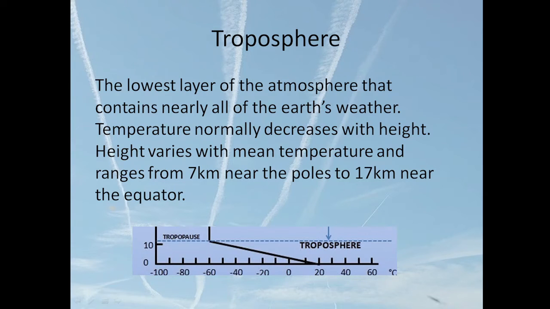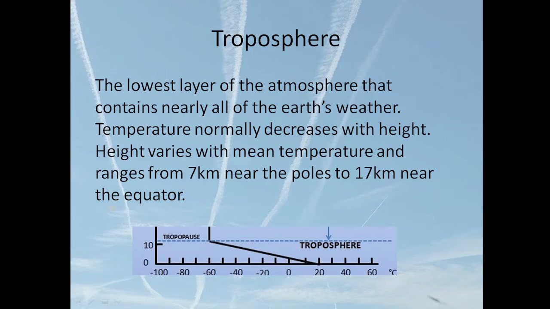All right, so the troposphere is the lowest layer of the atmosphere, contains nearly all the Earth's weather. That's the part of the atmosphere we live in. Temperature normally decreases with height, and height varies with mean temperature and ranges from 7 kilometers near the poles to 17 kilometers near the equator.